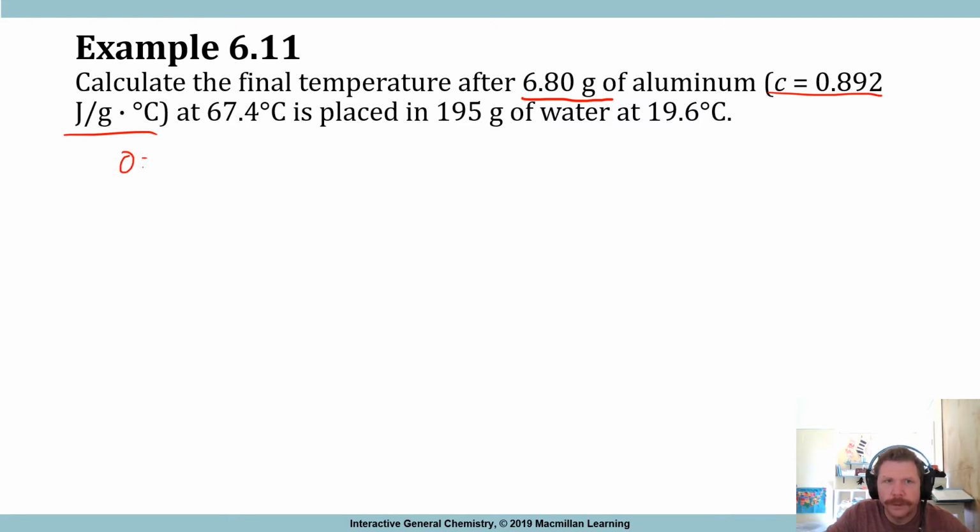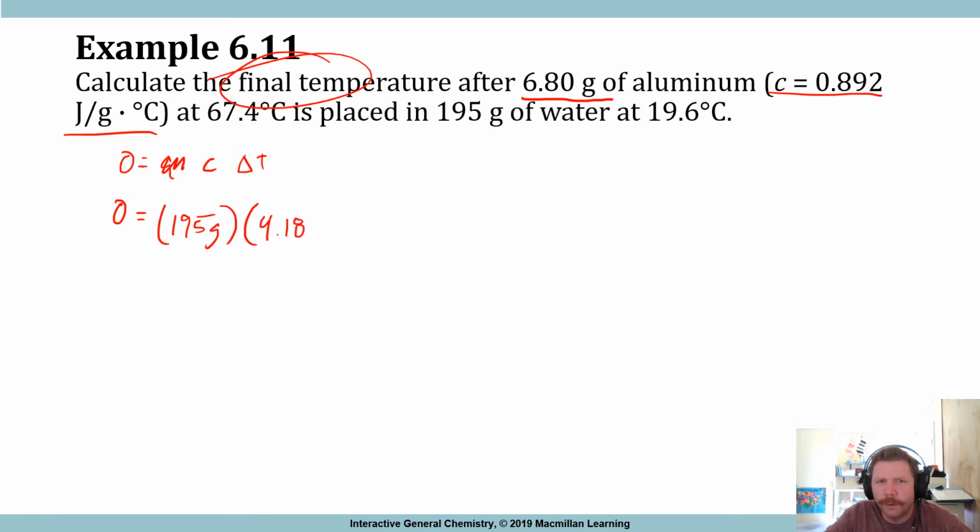0 is equal to the mass of our water times the heat capacity of water times our delta T of water. Now we don't know the delta T of our water because we don't know the final temperature. That's what we're trying to figure out. So essentially we are setting up an equation that equals 0. The mass of our water is 195 grams. Heat capacity of our water is 4.184 joules per gram degree Celsius, and then T sub F minus 19.6.